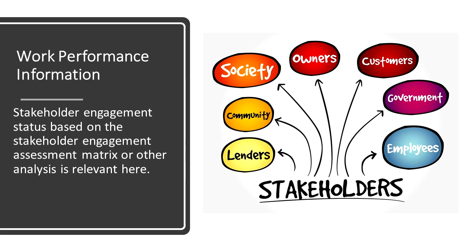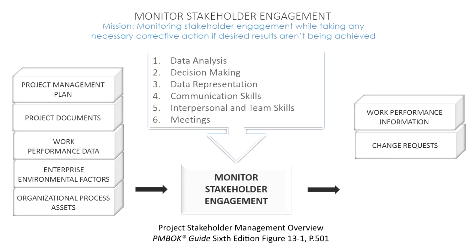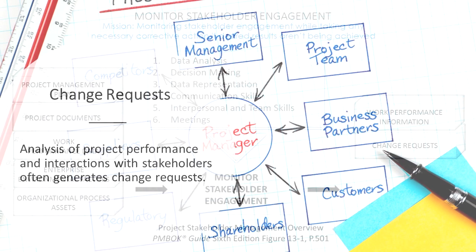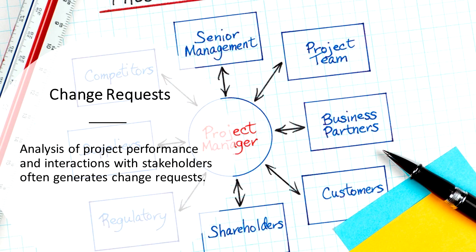We could also get from monitor stakeholder engagement, as with other monitoring and controlling processes, change requests. And this could be a request to change something, for example, in the stakeholder engagement plan. Of course, all of these change requests need to go through the perform integrated change control process.